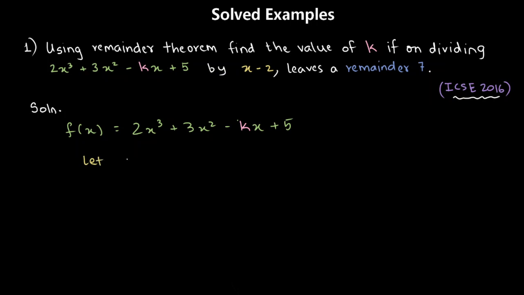Now, if I have to use the remainder theorem, remember the first step is to equate the divisor to 0. So I'll say let x minus 2 equal to 0. If I solve this equation, I take the 2 to the other side, and this gives me the value of x as 2. So x is equal to 2.